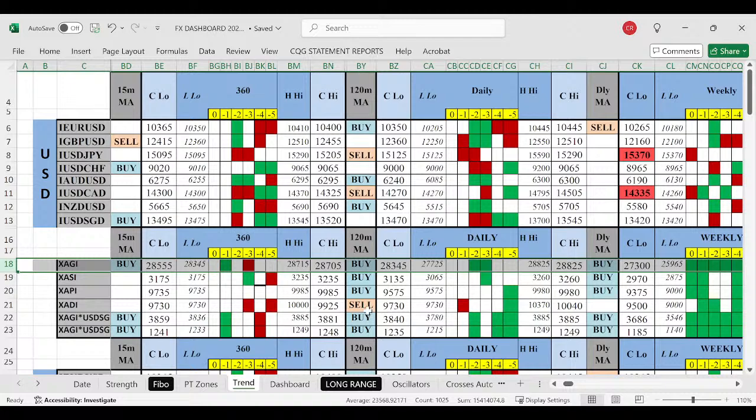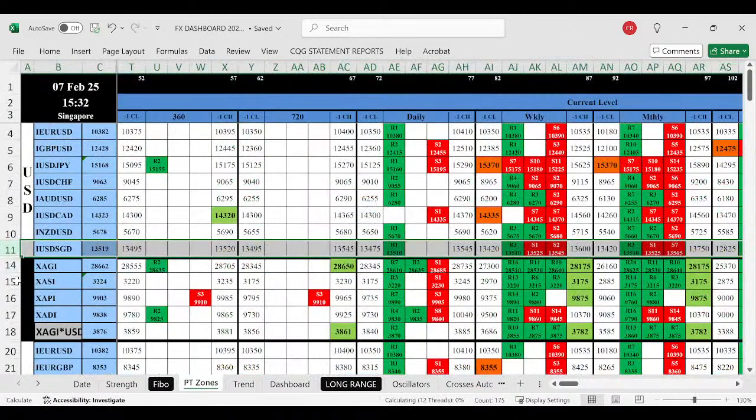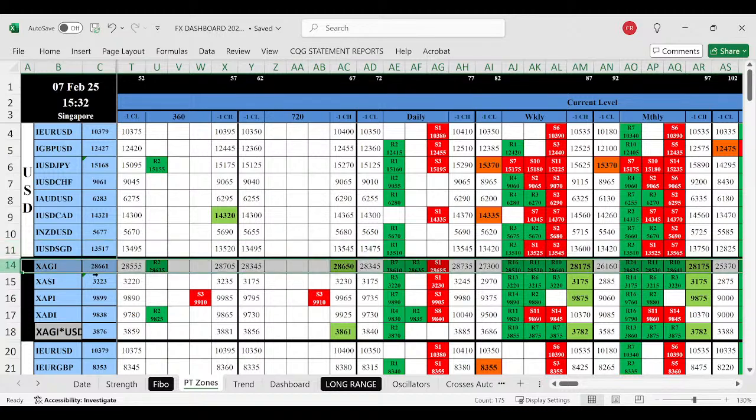Any pullback, go for a buy. Right now we will just register yourself. The range we are looking at is 28555 and 2870 half. Market is now trading at 2866.